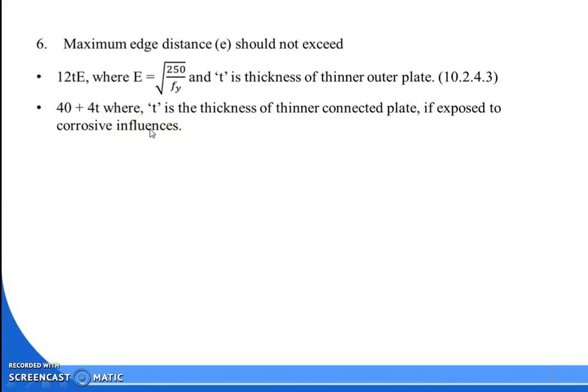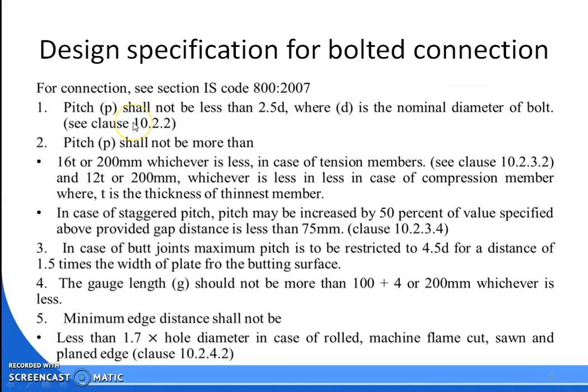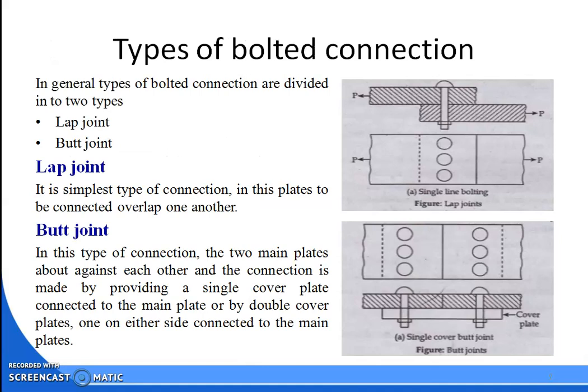So you don't have to remember these specifications because they are already mentioned in your code book. While solving numerical problems on the design of bolted connections, some specifications are there that you have to calculate by this formula or by this criteria. Okay. So next is your types of bolted connections.